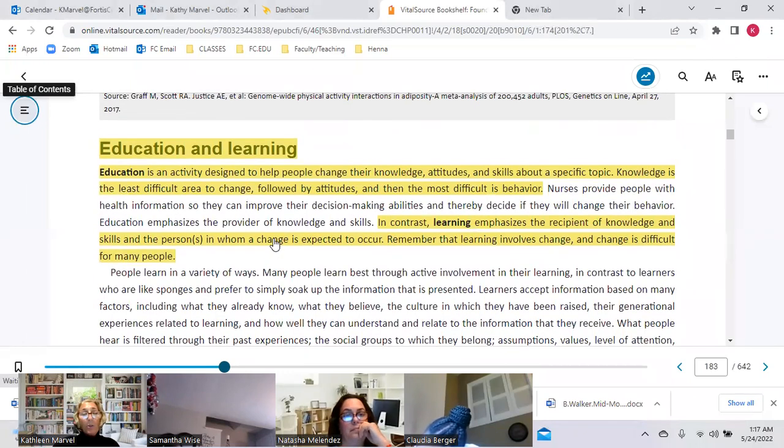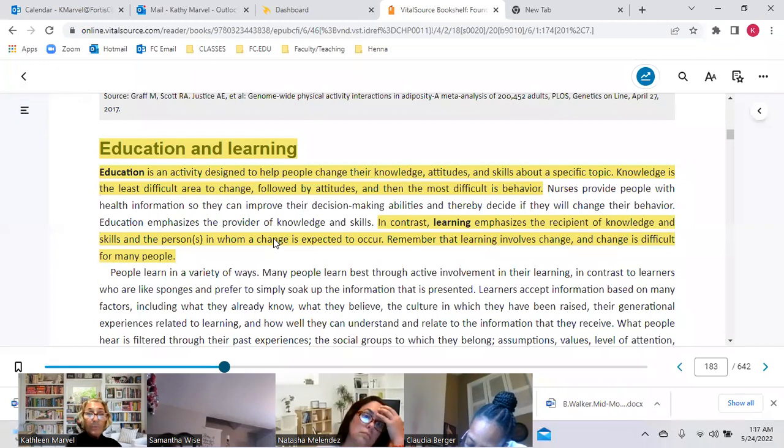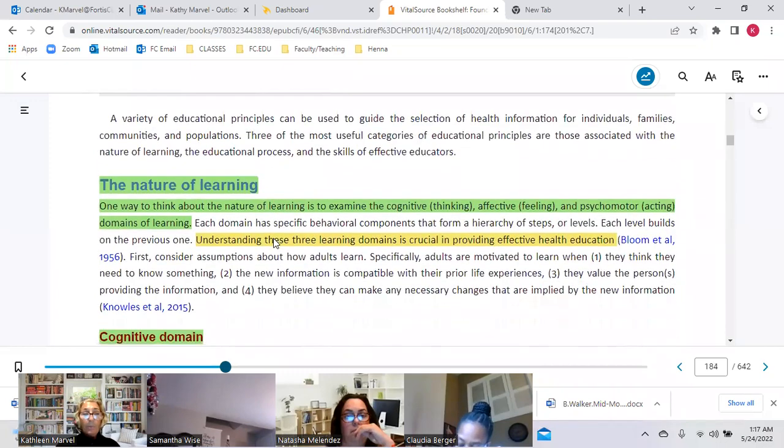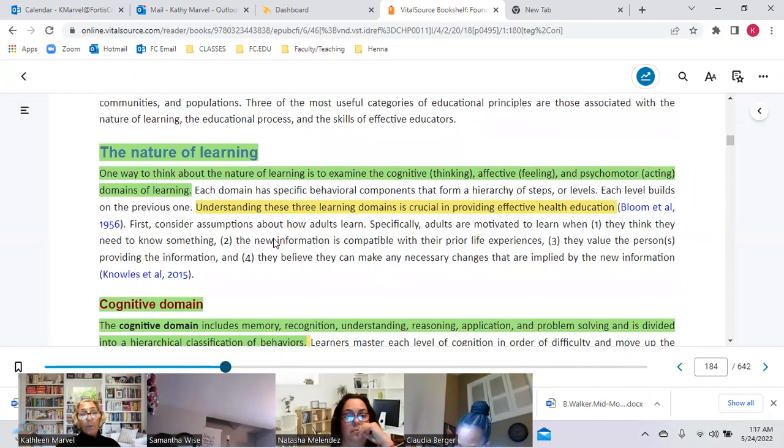So do we understand the difference between education and learning? There is a difference, right? Education is gaining the knowledge, attitudes, and skills about a specific topic. Learning is putting that knowledge into practice. Okay, so we need to know the difference between education and learning. And then the nature of learning.